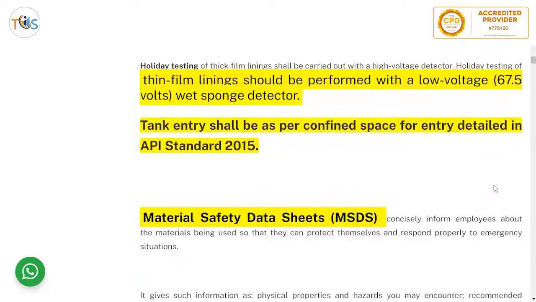So they might ask, what is the standard for tank entry? It's API 2015. And remember, all API 2000 series are safety.